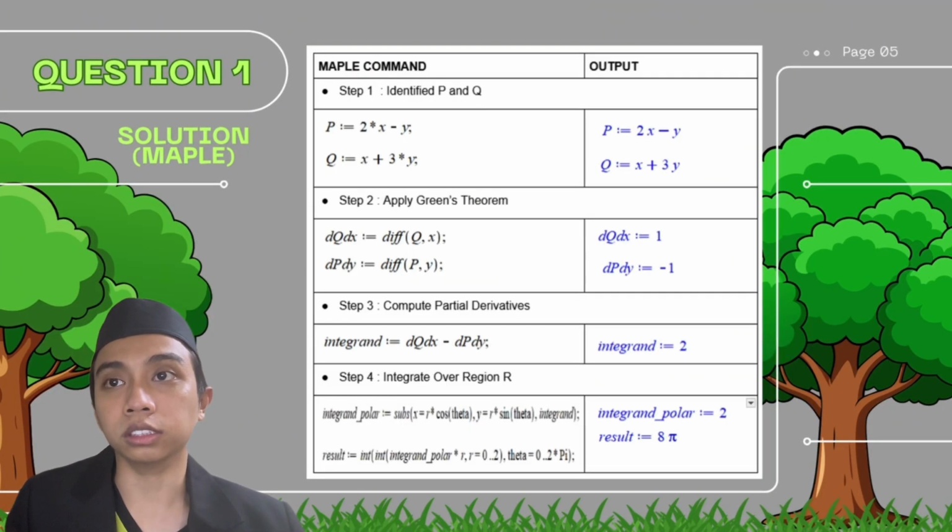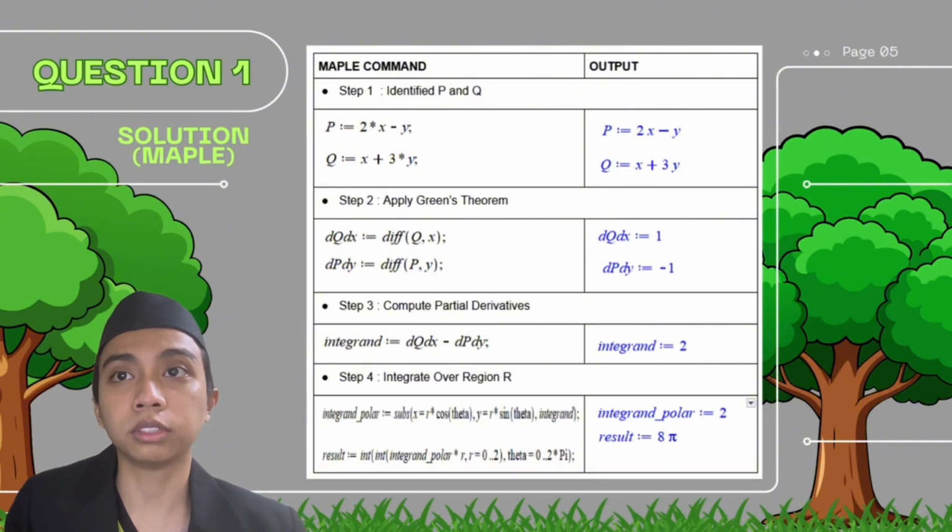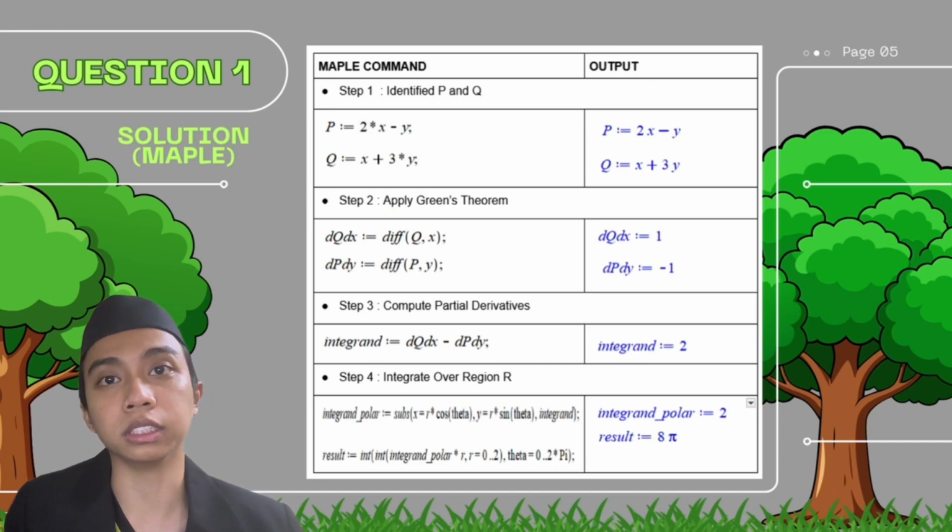Okay, this is the solution method for question 1. Step 1, we identify P and Q. So we get P equal to x minus y, Q equal to x plus 3y. Then step 2, apply Green's theorem. dQ/dx equal to partial Qx, so we get 1. dP/dy equal to partial Py, so we get negative 1.